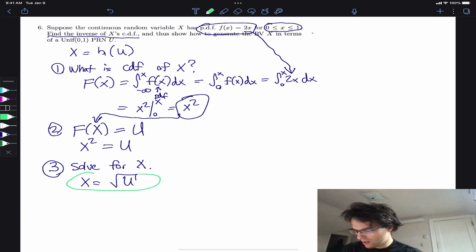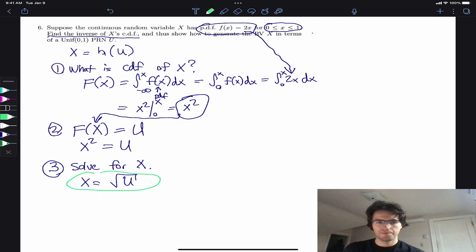This is how we generate an instance of this random variable from a uniform random variable.